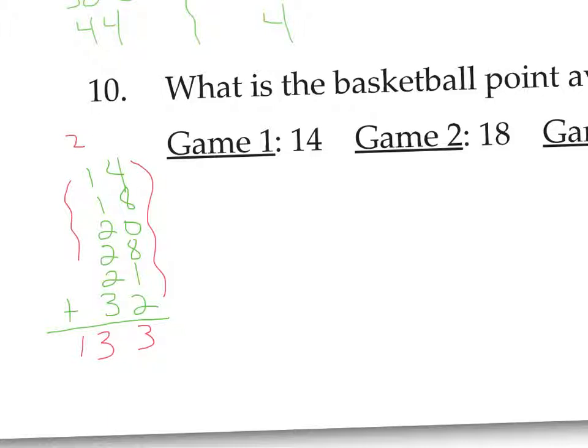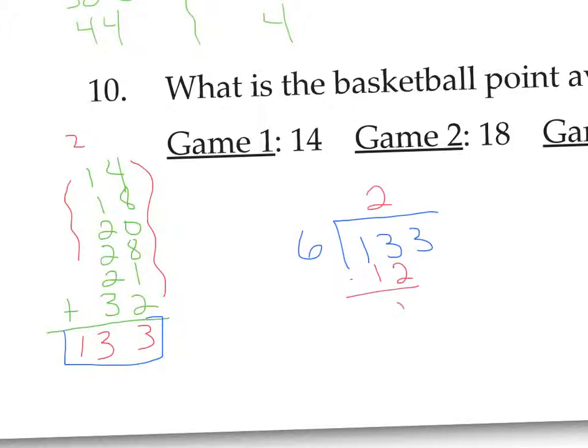So to find an average, that's the first step. First, you add your pieces of data, and then you take that sum, 133, and you divide it by how many pieces of data. And since there were 6 games, 1, 2, 3, 4, 5, 6, I added 6 things together, so I'm going to divide. 6 goes into 13 twice. 2 times 6 is 12. Subtract.